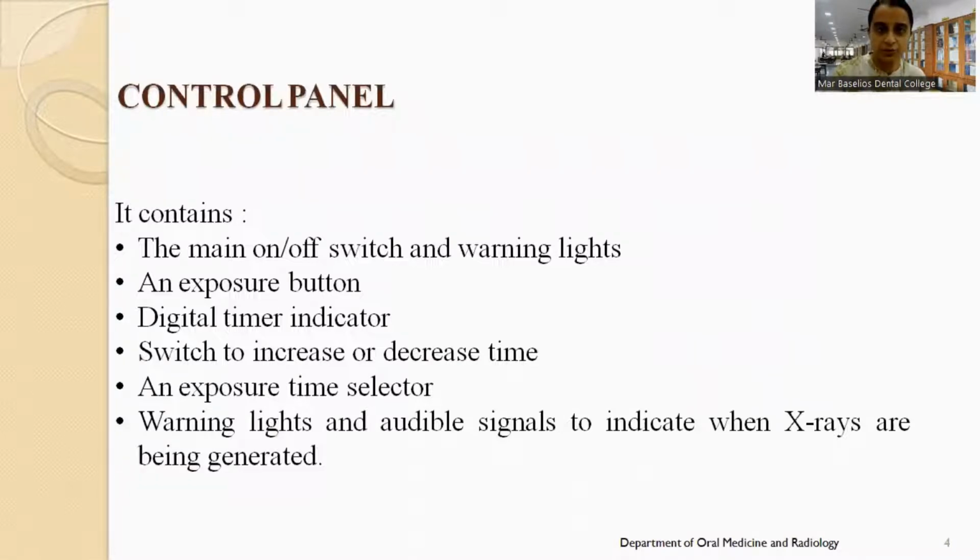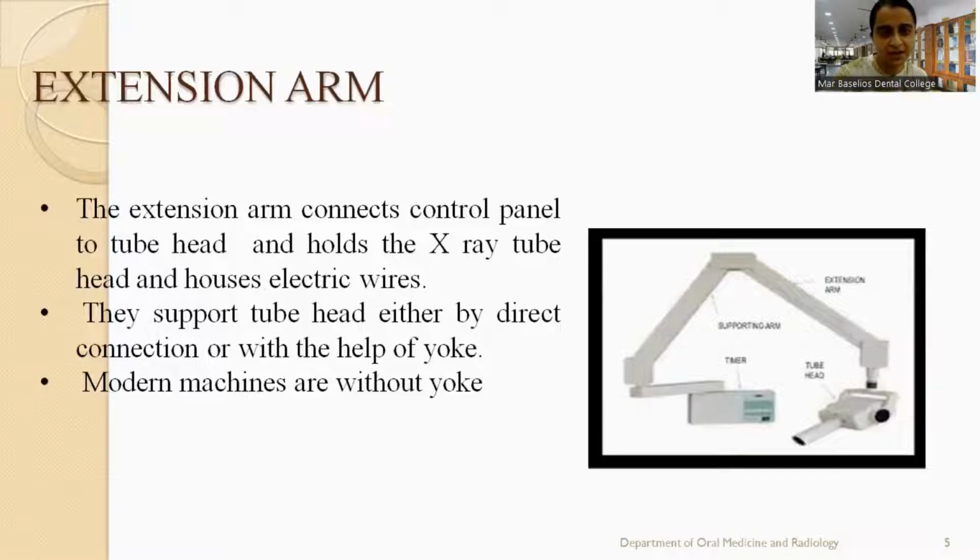Now first about the control panel. The control panel consists of the main on-off switch and the warning lights, an exposure button, a digital time indicator, a switch to increase or decrease the exposure time, an exposure time setter, and a warning light and audible signal to indicate when X-rays are being generated. The extension arm connects the control panel to the tube head, and it holds the X-ray tube head and houses the electrical wires. They support the tube head either by direct connection or with the help of a yoke.